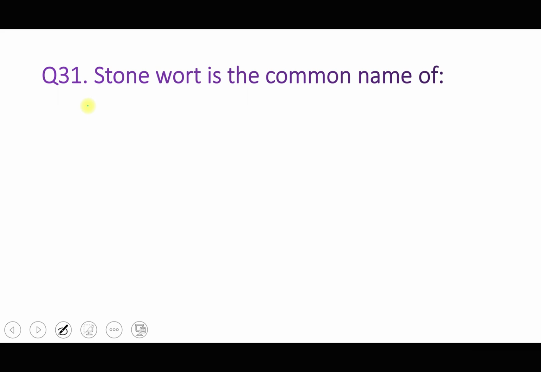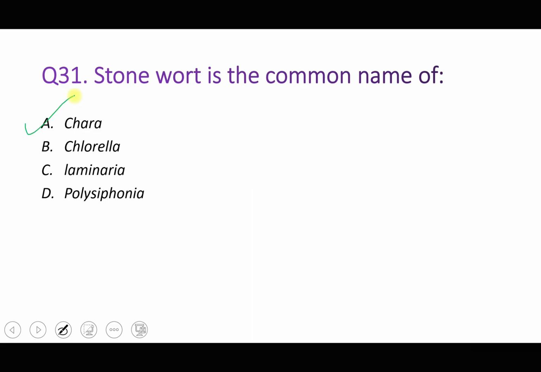Question 31. Stonewort is the common name of: A, Chara; B, Chlorella; C, Laminaria; D, Polysiphonia. Stonewort is a common name of A, Chara. These are very large algae. They are macroalgae, visible to the naked eye.